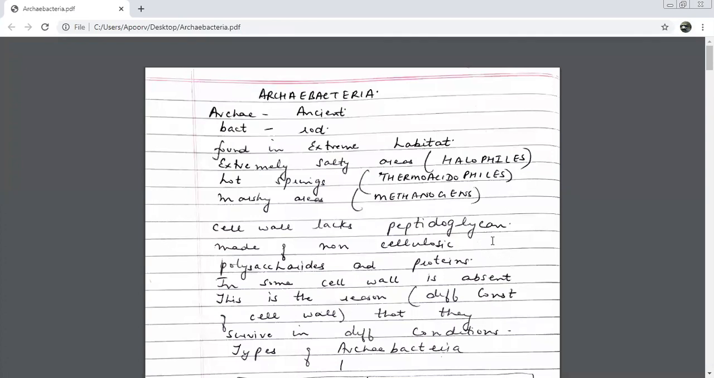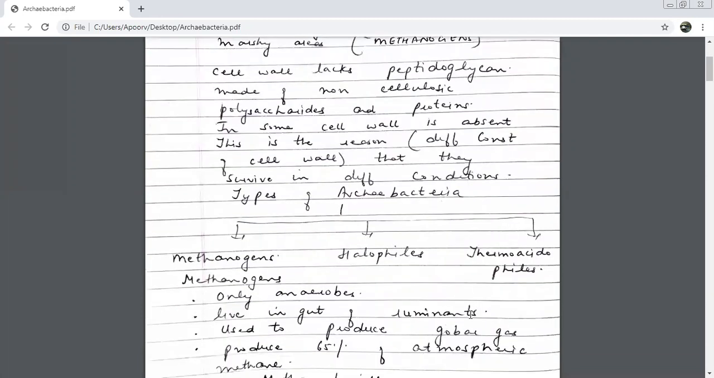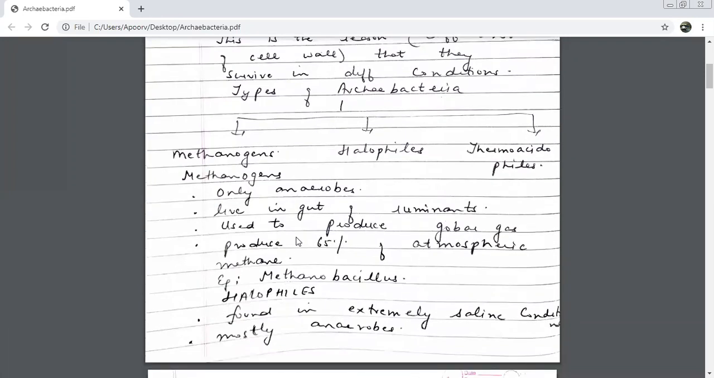wall lacks peptidoglycan. It does not have peptidoglycan. Rather, it is made up of non-cellulosic polysaccharides. There is no cellulose, no peptidoglycans, only polysaccharides and proteins. Some proteins are there and polysaccharides. And in some, cell wall is even absent. We have already done these three categories, methanogens, beta.